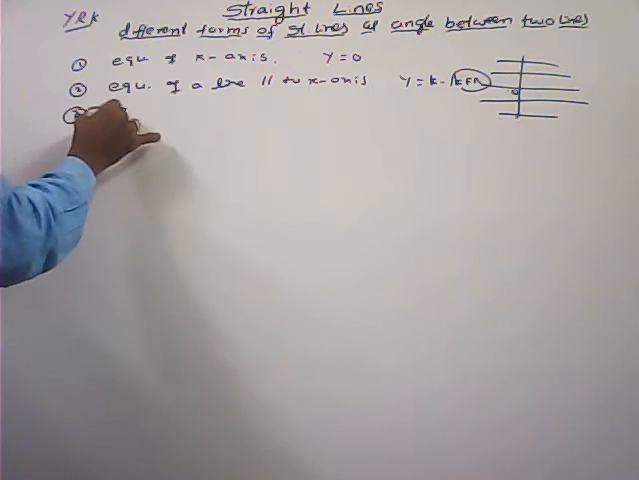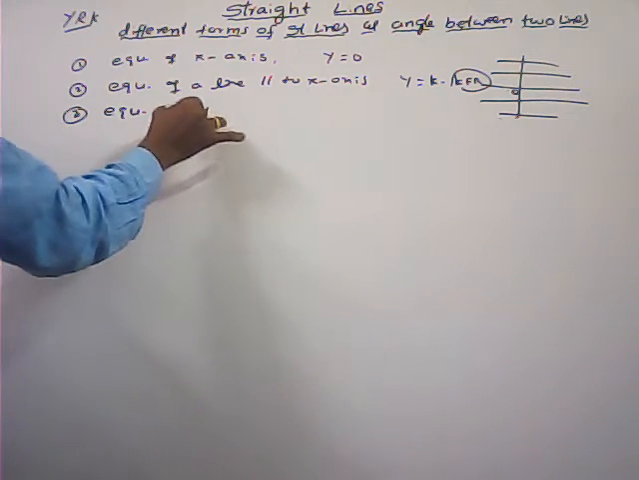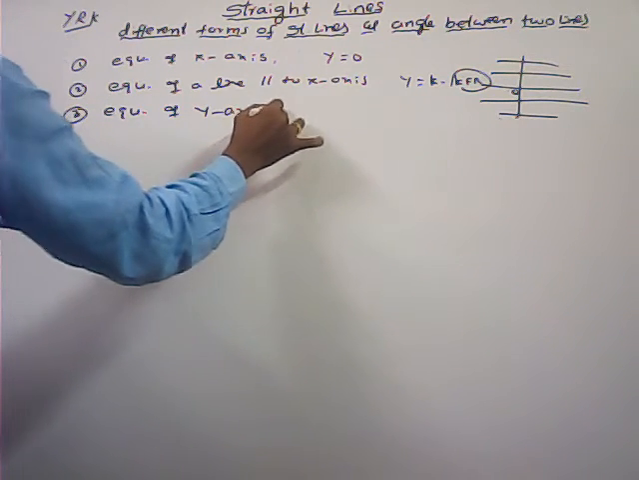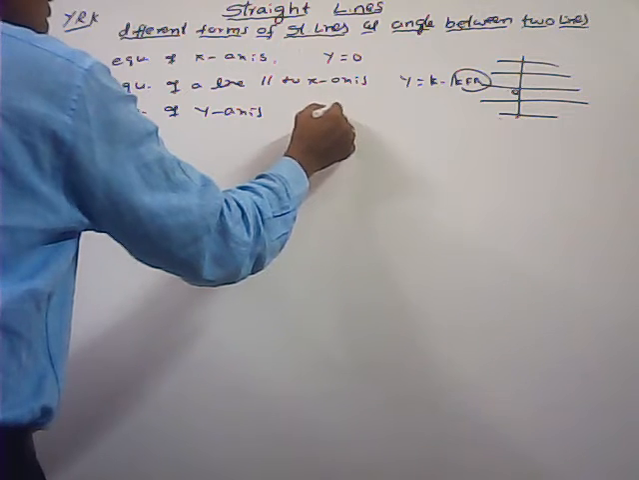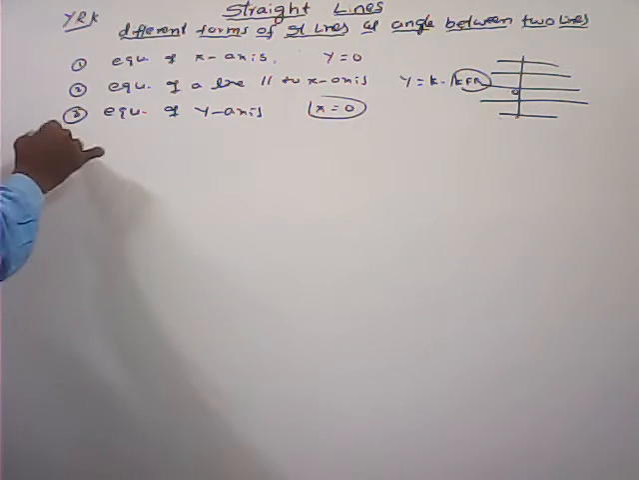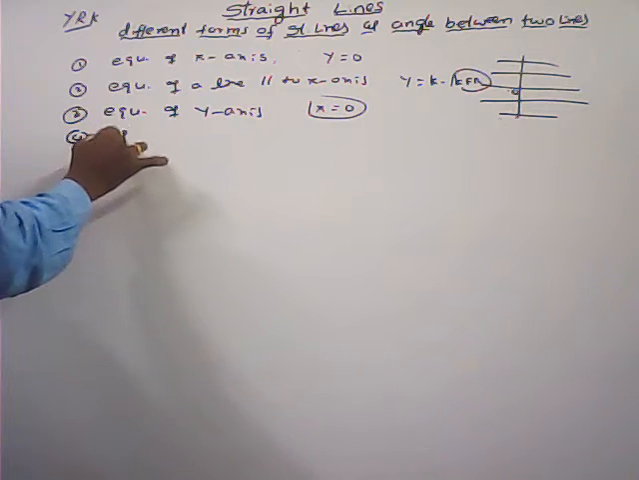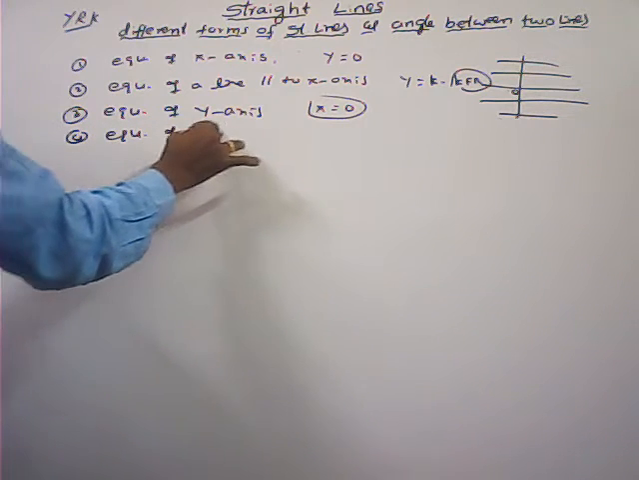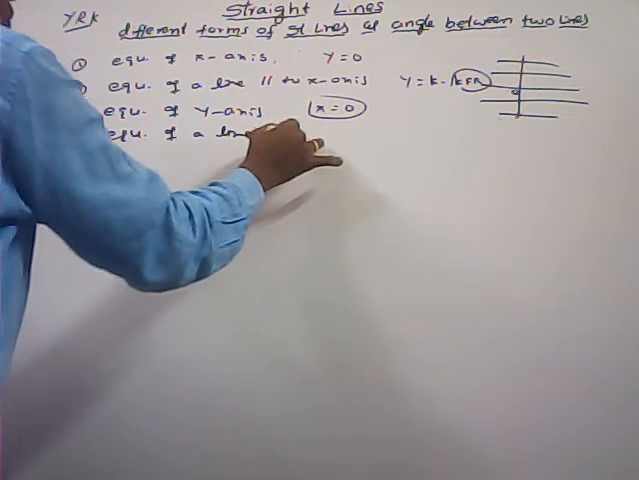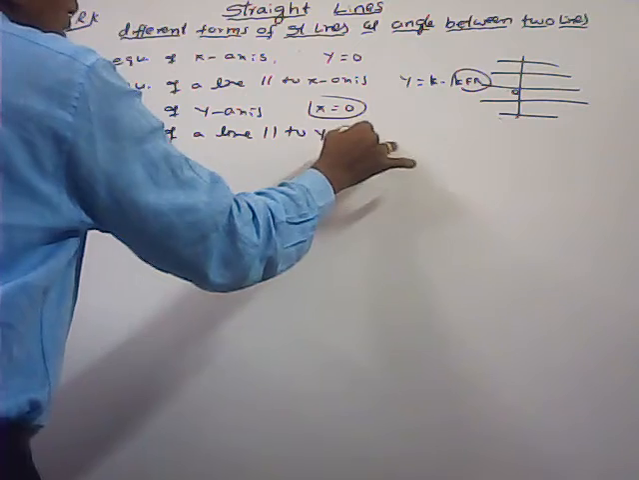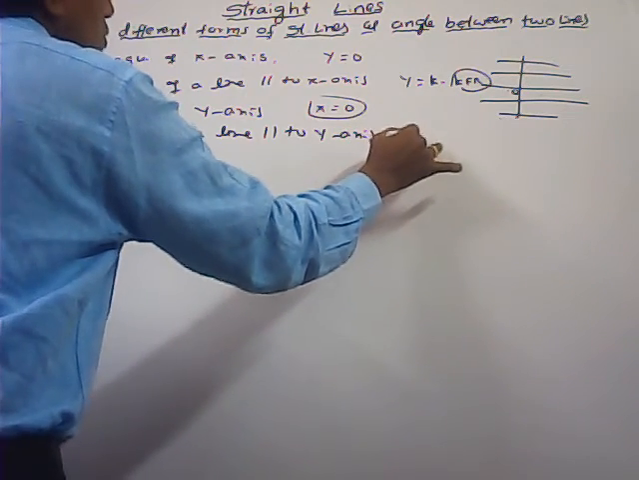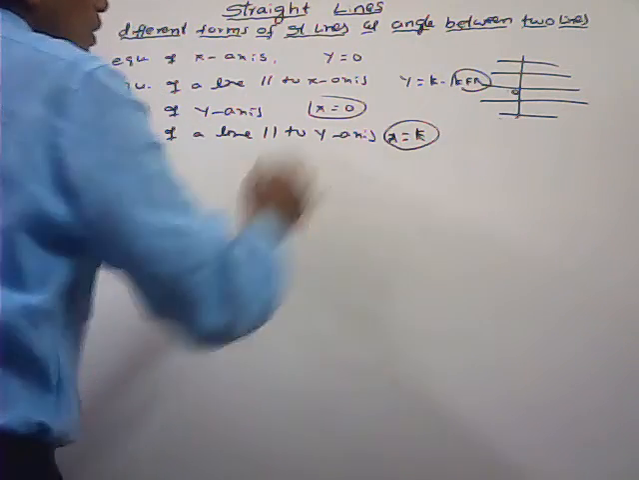Equation of y-axis. On y-axis, x coordinate is 0. So x equals 0, that is the equation of the y-axis. Equation of a line parallel to y-axis, that is equal to x equals k, where k belongs to R.